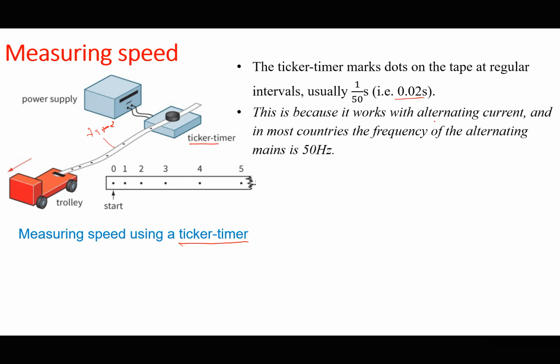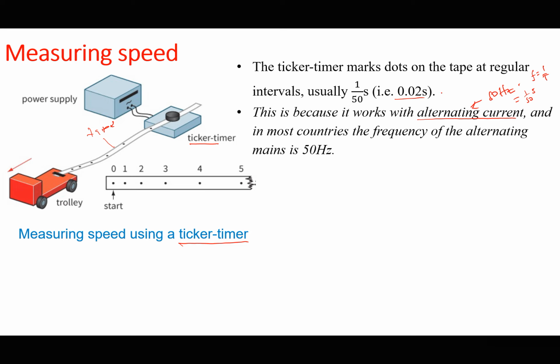It is vibrating because it works using what we call alternating current, which keeps changing direction, and the frequency of alternating current is approximately 50 hertz. And 50 hertz is the same as 1 over 50 seconds, because frequency is equal to 1 over period. So it makes a dot onto the tape after approximately every 0.02 seconds.